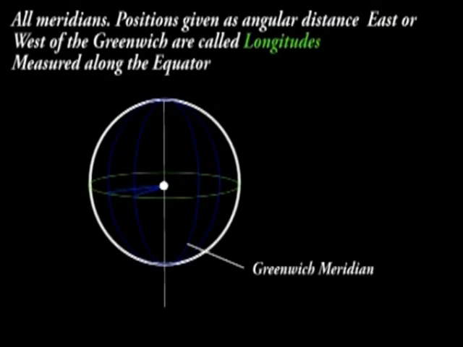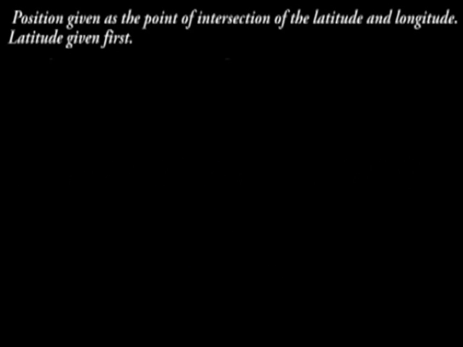Meridians whose positions are given east or west of the Greenwich meridian are called longitudes. It's the angular distance from the Greenwich meridian along the equator. Positions of points on the Earth's surface. The position of a point on the surface of the Earth is given by the intersection of the latitude and longitude. The latitude is given first.